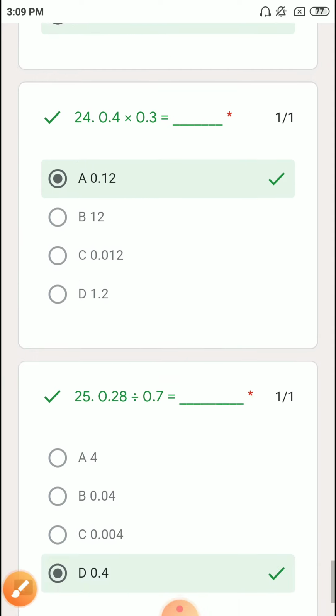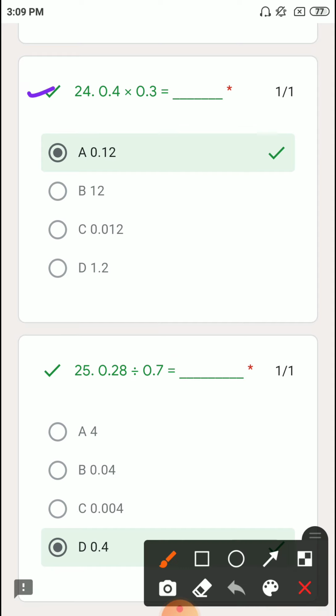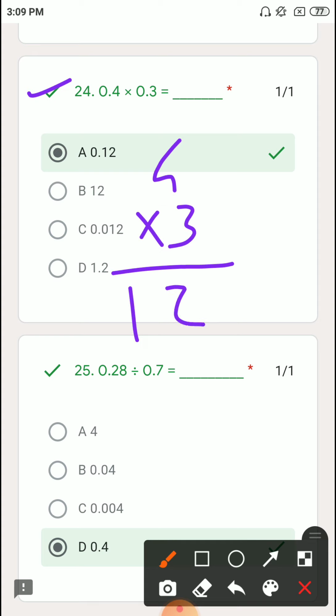After that, question number 24, 0.4 multiply 0.3. Here in multiplication, we have two ways. First of all, ignore the decimal point. So 4 multiply 3 is 12. Now here after the decimal point there is 1 digit, and here also after the decimal point there is 1 digit. So total 2 digits are there. So in the answer, before these 2 digits, we need to put the decimal point. So 0.12. This is the answer.